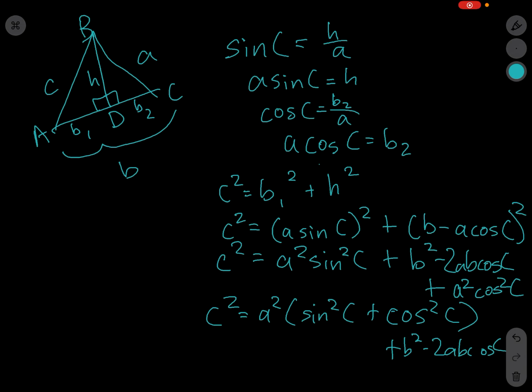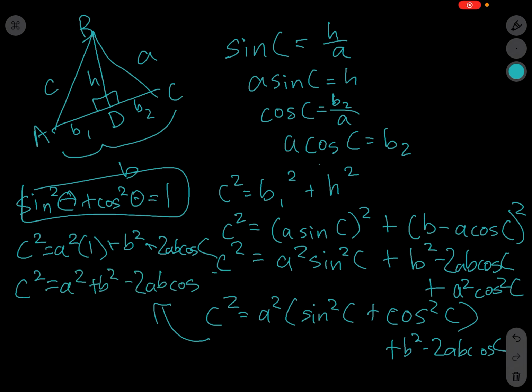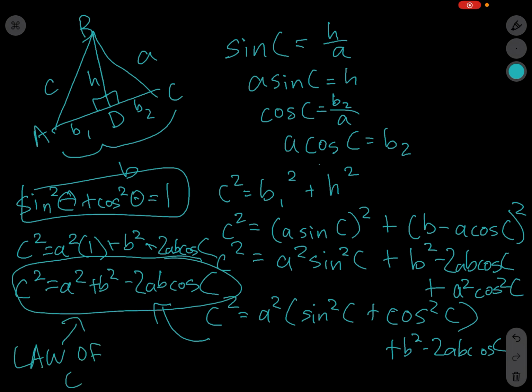And we know that a trigonometric identity is sine squared theta plus cosine squared theta will always equal 1. So we can just write C squared equals A squared times 1 plus B squared minus 2AB cosine C, and this is the same thing as C squared equals A squared plus B squared minus 2AB cosine of C, which is the law of cosines.